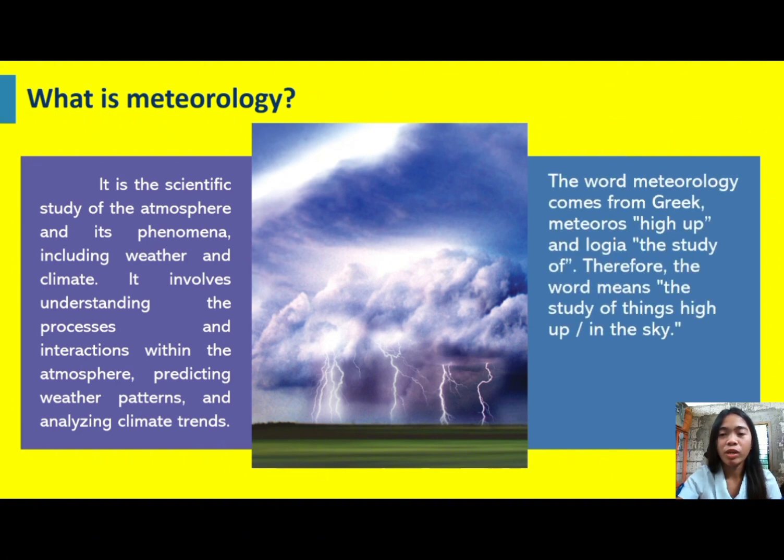So we have the Greek word of meteorology. The word meteorology comes from the Greek word meteoros, which means high up, and logia, the study of. Therefore, the word means the study of things high up or in the sky. Meteorology is the study of things in the sky, including clouds, rain, snow, temperature, long-term weather patterns, atmosphere, the air, the gases, the pressure, etc.